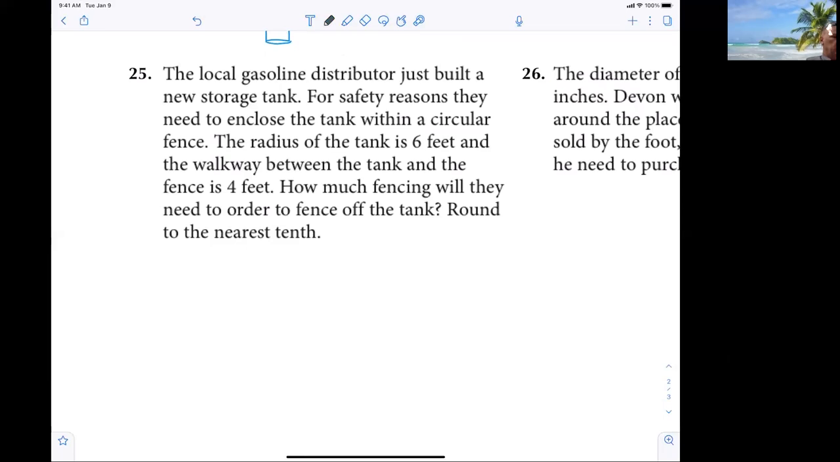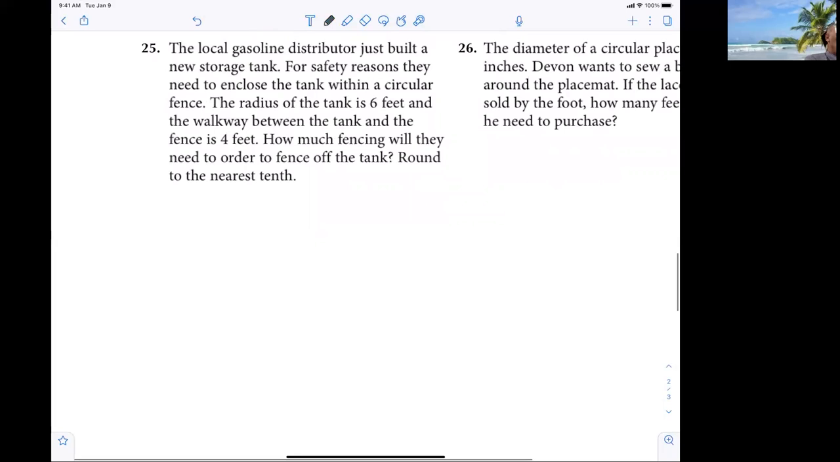All right, so here's what we got. Here's a tank, and that tank has a radius of 6 feet. So everybody's drawing our tank, and the radius is 6. Now we have to be able to keep everyone safe. So they want to build a fence around it. And the fence, they say, there's going to be a walkway between the fence and the tank.